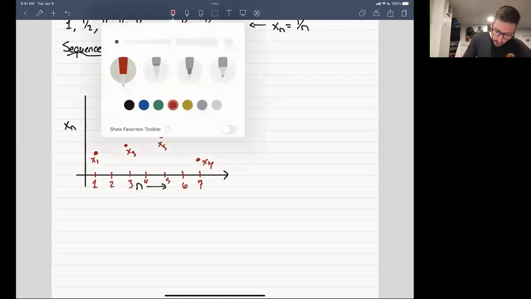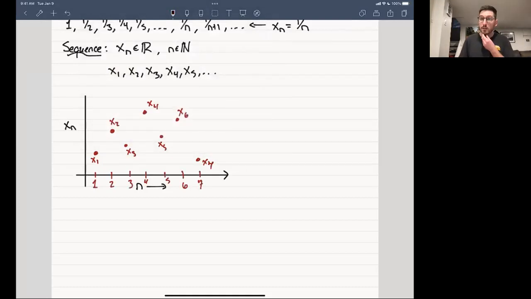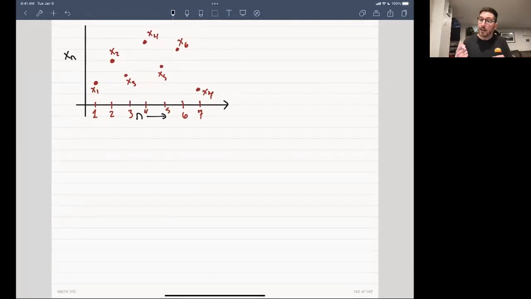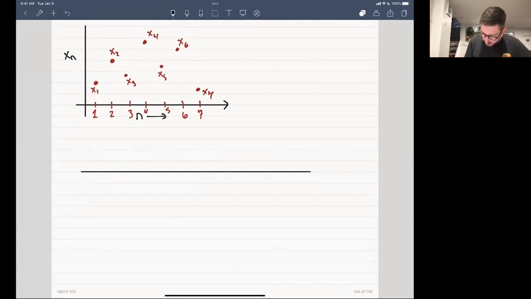Now, one other alternative way that you can think of these is filling in numbers on the number line. So you can hide the dependence on n, and you could say, here's my number line.